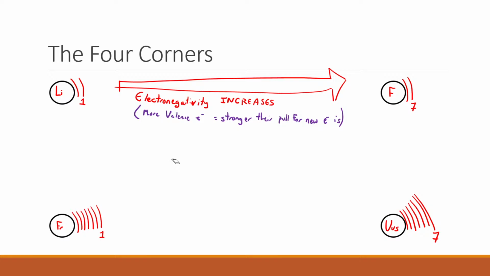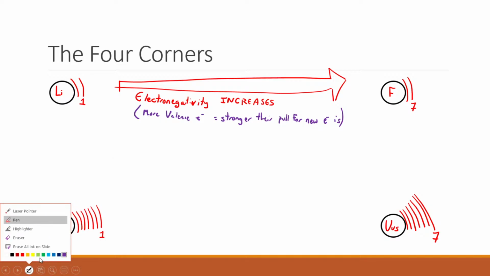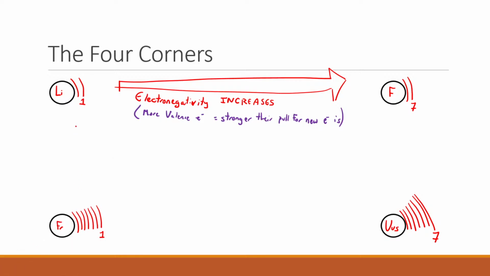Now, that's not the only direction we want to look at the table in, though. We want to look at it from left to right, but also up and down the column. So when we take a look between lithium and francium, or ununseptium and fluorine, we see two elements that want to gain electrons. But we know that one of them must be better at gaining than the other because they're different elements. Which one of these do you think is better at gaining electrons?